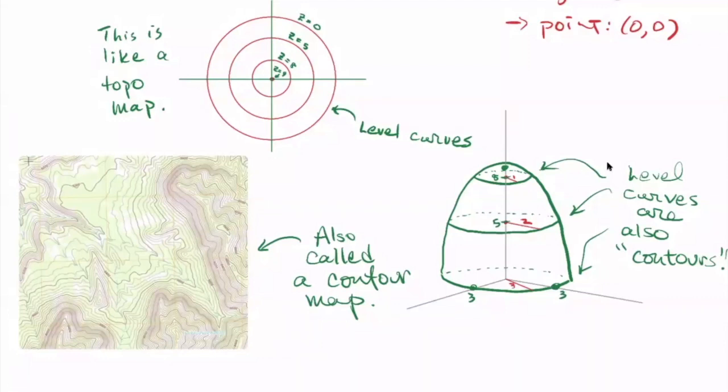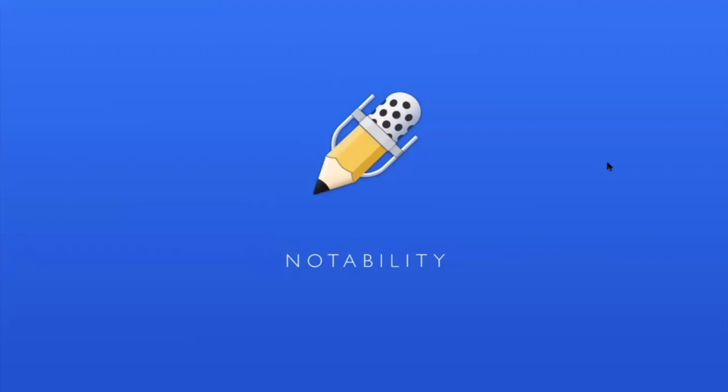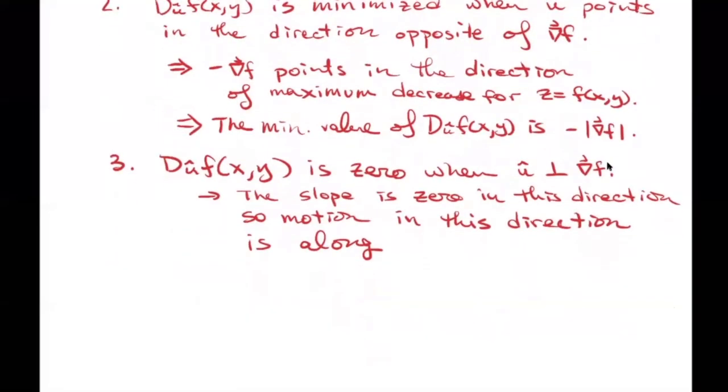Remember, a curve that does not go up or down is called a level curve. It's also called a contour. Okay, so if you're moving along a level curve, then you're moving in the direction that is perpendicular to a gradient. So let me see if I can go back without too much trouble. Looks like we're good. Okay, so the slope is 0 in this direction. So motion in this direction is along a level curve.